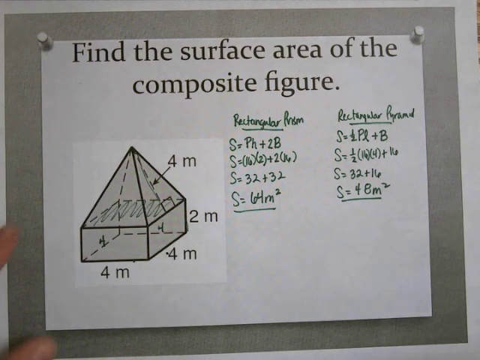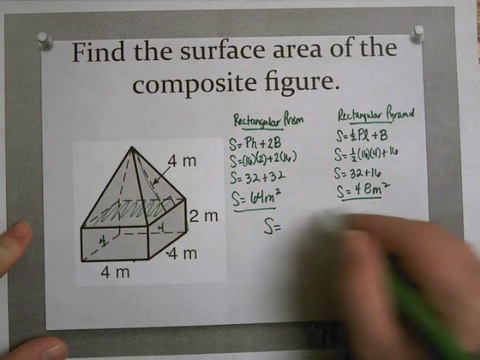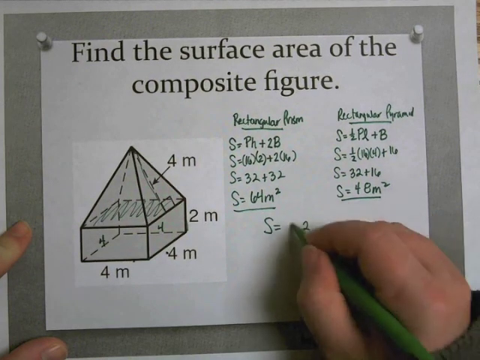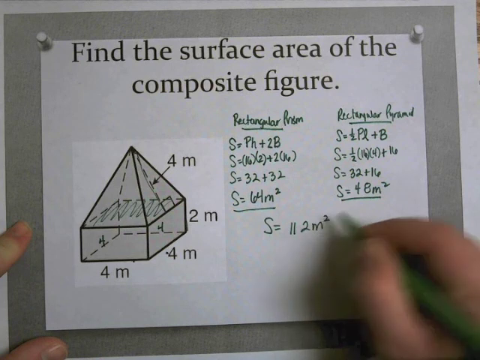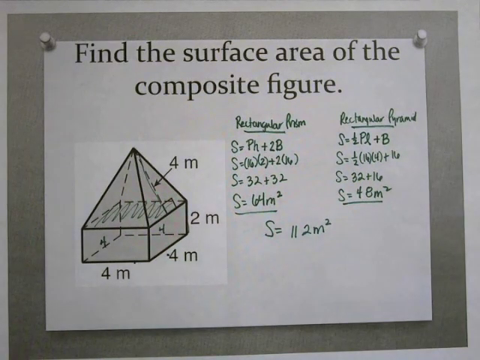Great. What do we do with the 2 to combine them? Well, we're going to add them together. That would be 112 meters squared. Is that our answer? If those two things are put together, let's say we glued them together, would we need to cover those? No. The answer is no, we would not.